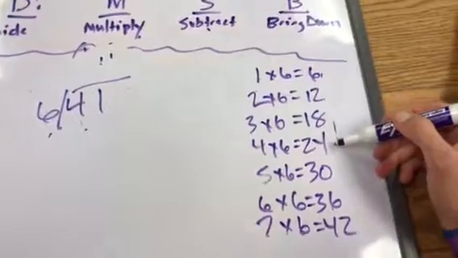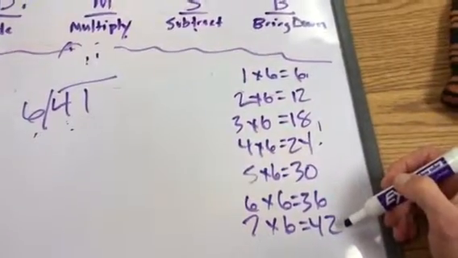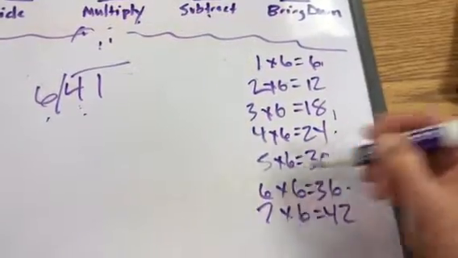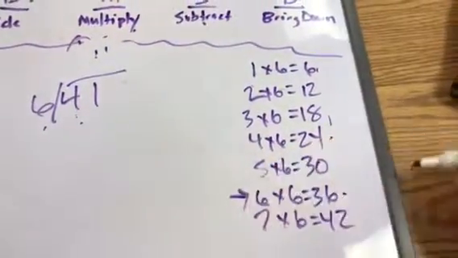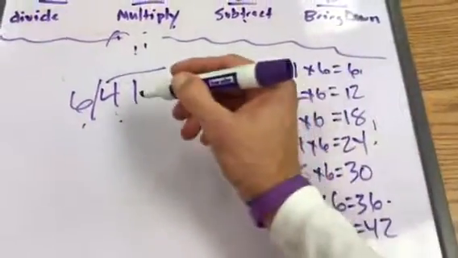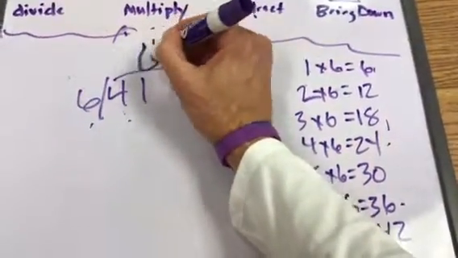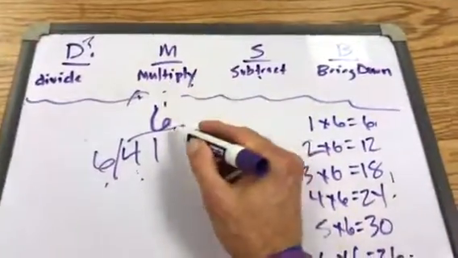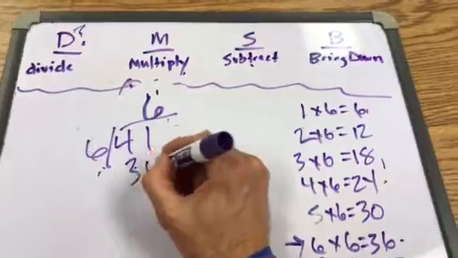I get as close to 41 as I can without going over. 42 is really close, but it's over, so I can't do 42. So I'm going to back up. I'm going to take that right there, 6 groups of 6. 6 times 6 is 36. That's as close as I can get, so I write my 6 on top. Next step is M, multiply. 6 times 6 is 36.